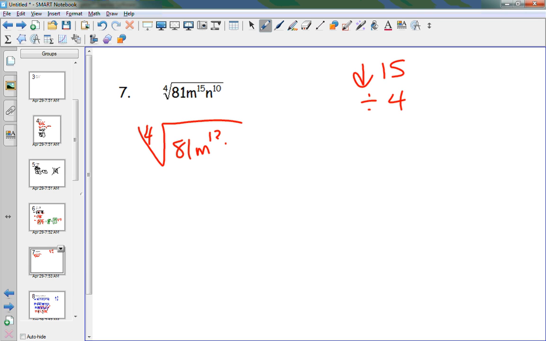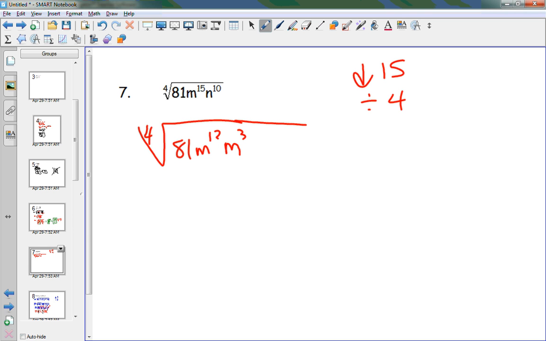Where? m cubed. Why m cubed? Because I have to have a total of 15 m's inside there. 15 is not divisible by 4, but the first number smaller than 15 that is, is 12. And then I still require 3 more m's to give me a total of 15. So you still have 15 m's? Yes, I still have 15. I'm just writing it so that I can get rid of some of my m's.